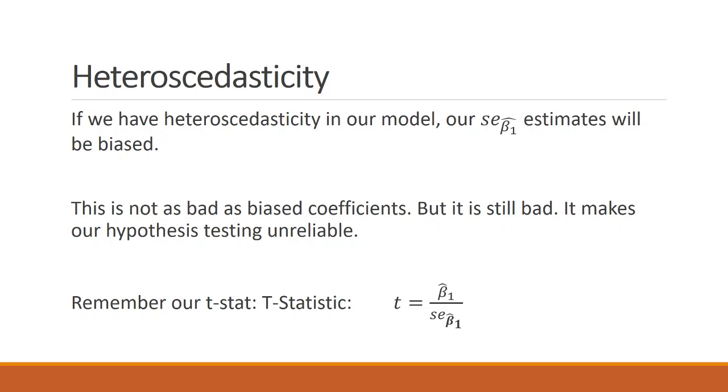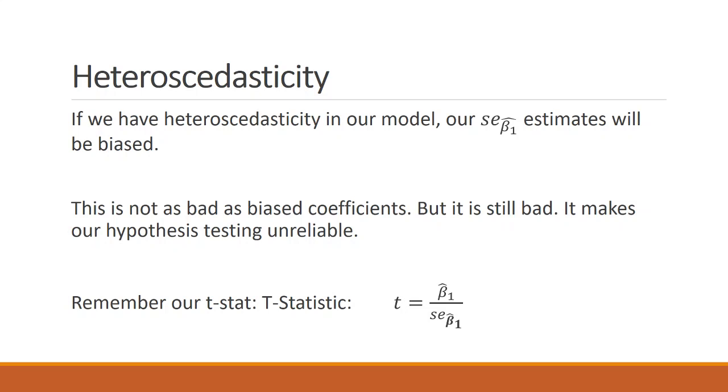This is not as bad as biased coefficients themselves. We're not saying that the coefficient estimate itself is biased. We're saying that the standard error of the coefficient estimate is biased. So maybe it's not as bad as having biased coefficients. This isn't like omitted variable bias. It's not as bad as having a biased coefficient, but it's still bad because it makes our hypothesis testing unreliable.